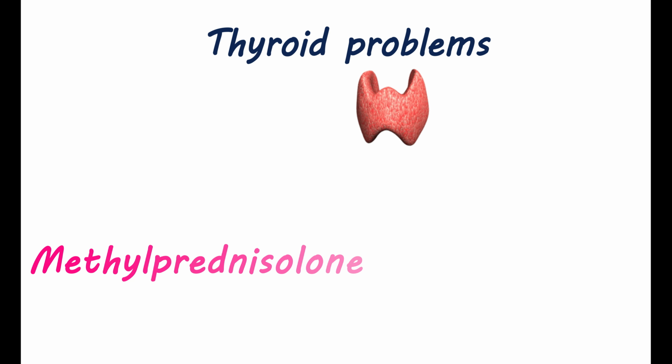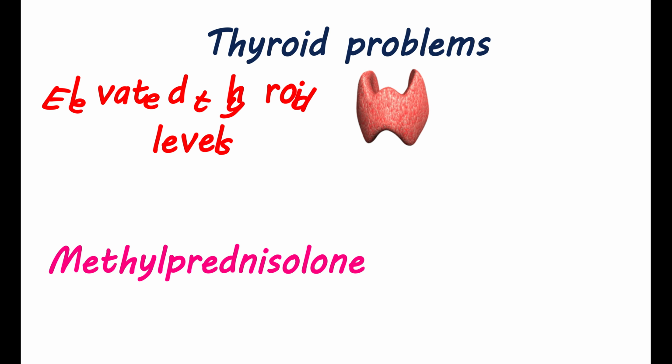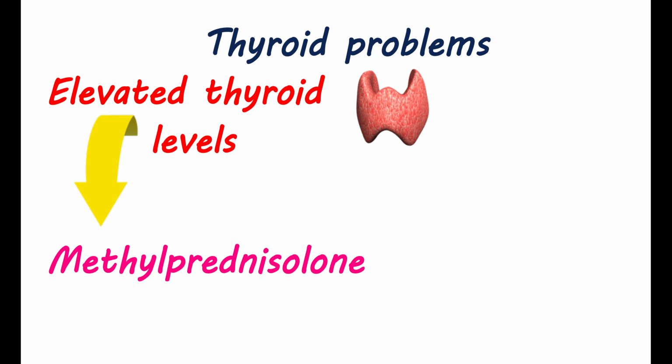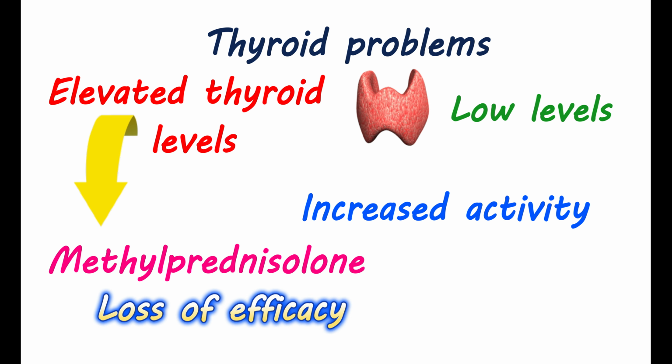Thyroid levels. If you have any thyroid problems, you should use methylprednisolone carefully. In case you have elevated thyroid levels, this medication is cleared more from the body, resulting in a loss of efficacy. On the other hand, if you have low levels of thyroid, clearance is reduced, resulting in increased activity of methylprednisolone. Therefore, according to the thyroid levels in your body, the dose of this medication should be properly adjusted.